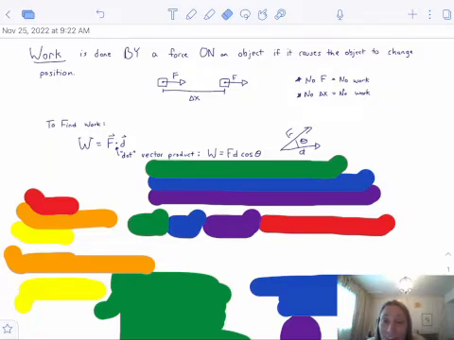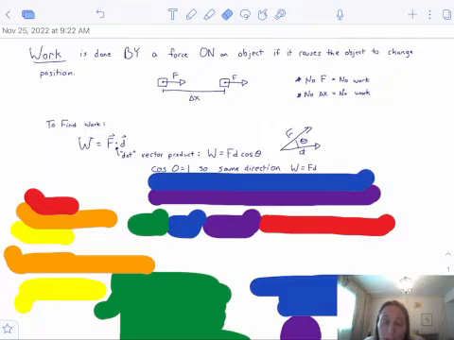So what does this tell us about that angle? Well, if the cosine of 0 degrees is 1, so if they're in the same direction, then work equals force times distance. If we were in baby physics, that's what we would be doing, force times distance, okay?